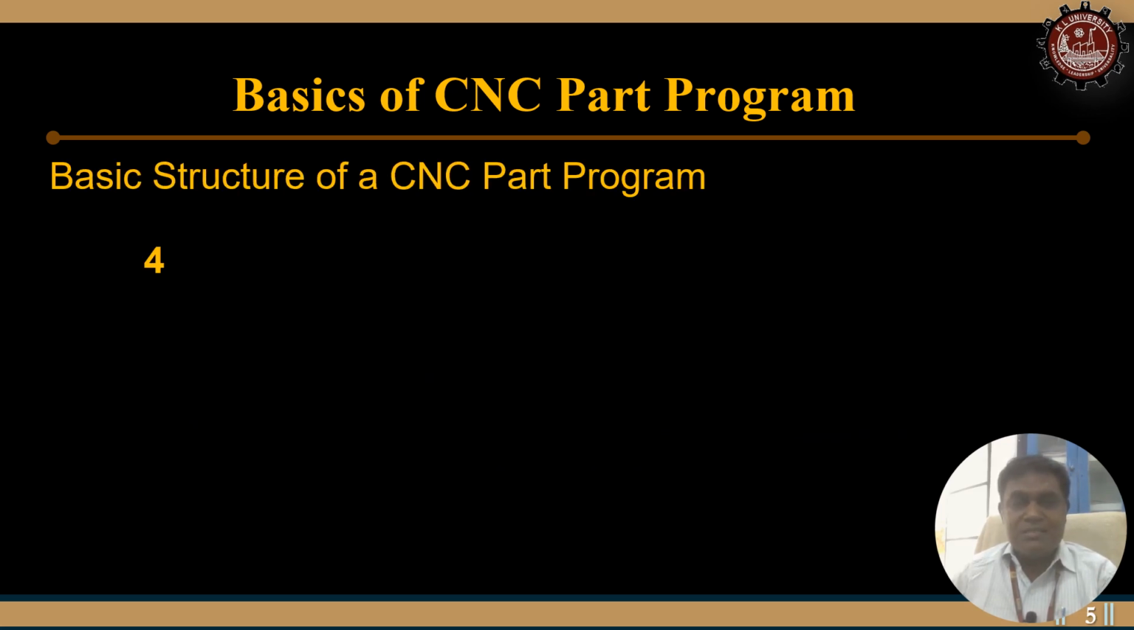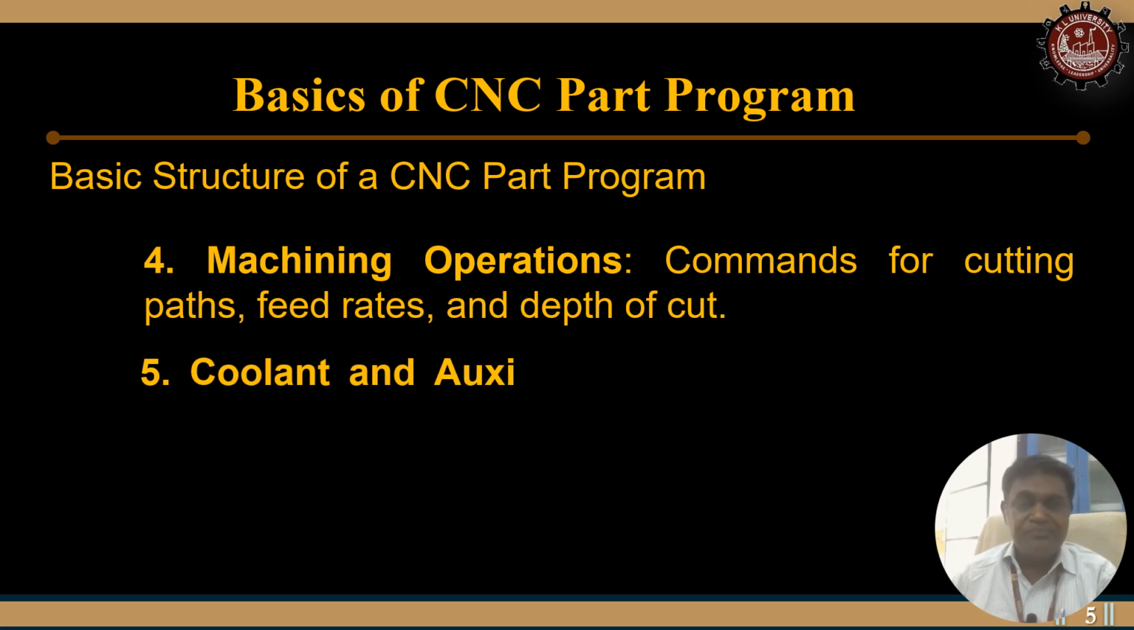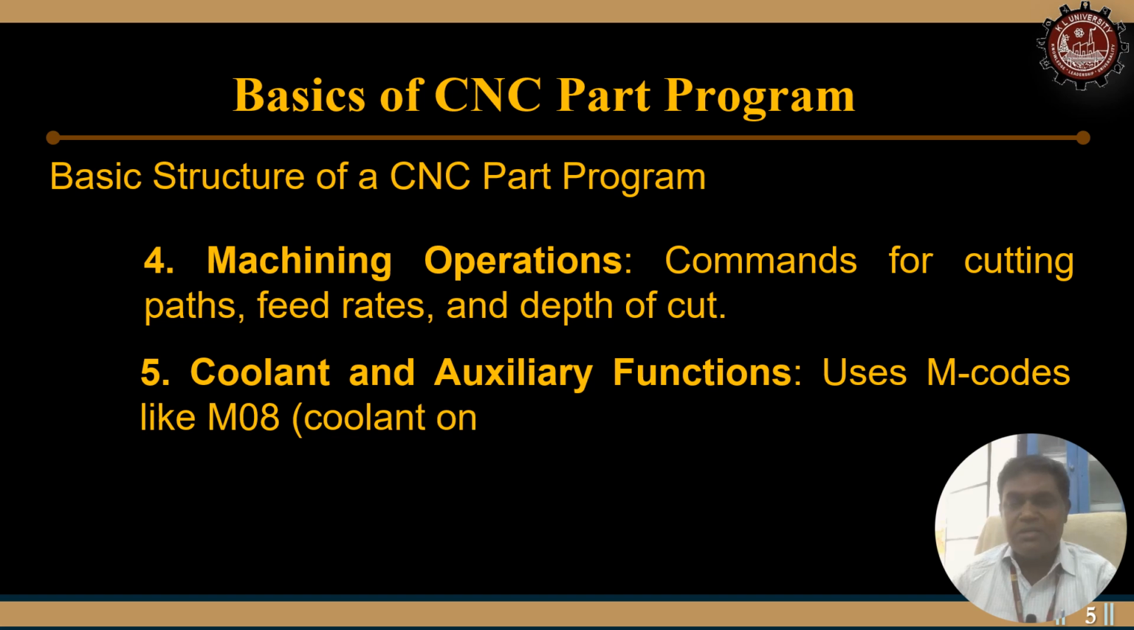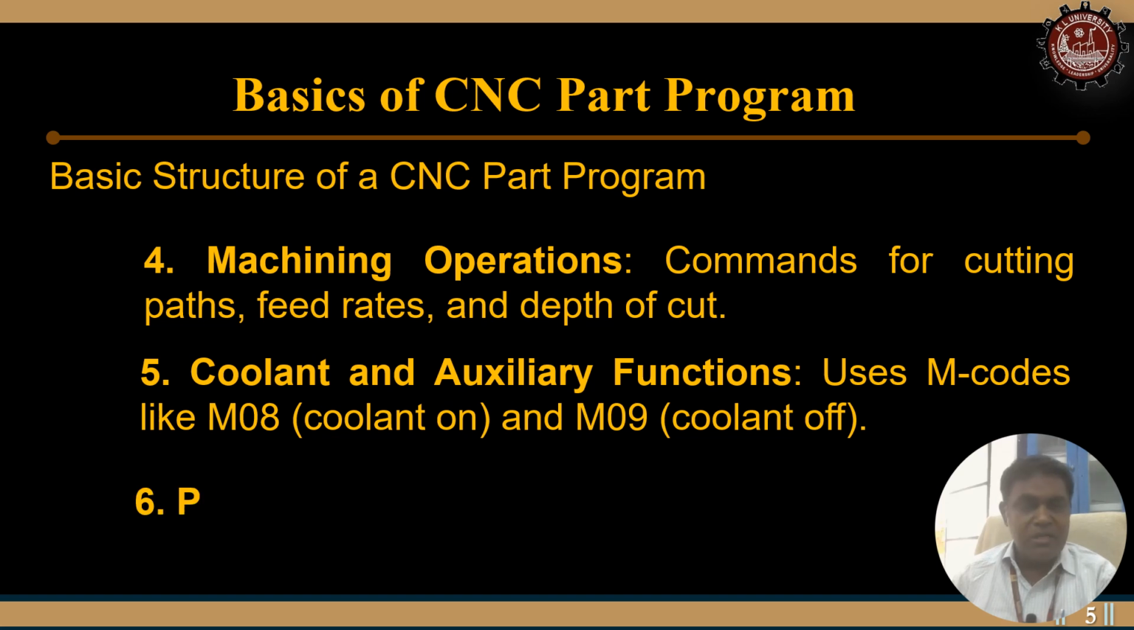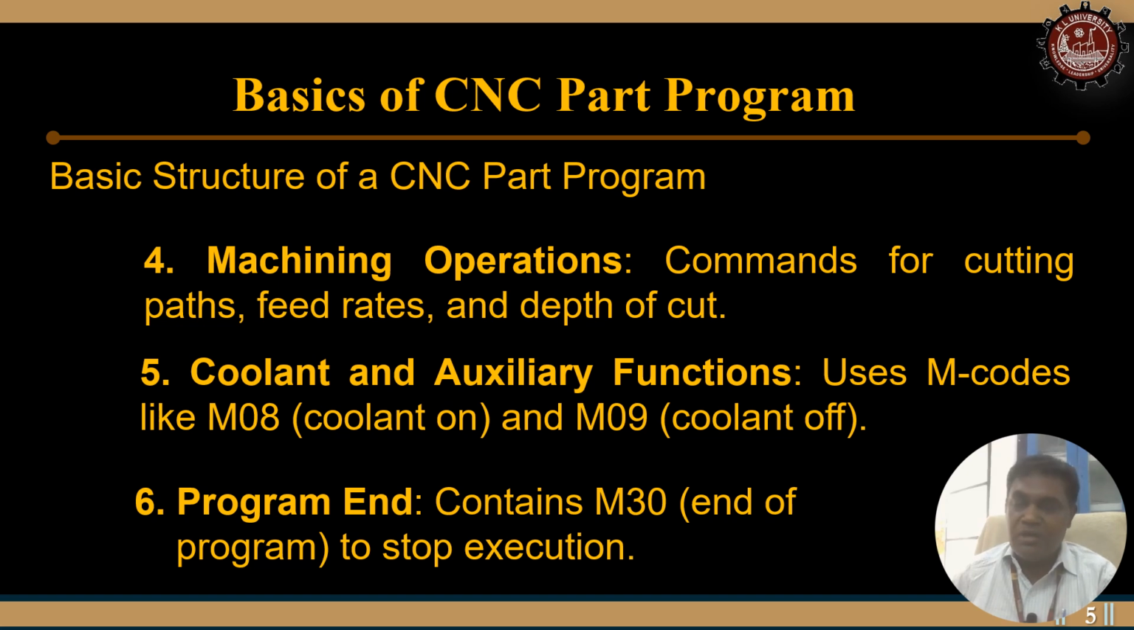The basic structure of a CNC part program continues. Machining operations. What are the commands for cutting parts, feed rates, and depth of cut that we need to mention? And coolant and auxiliary functions also. If you want to use the coolant, then you can go for the miscellaneous codes. That is, M08 is coolant on and M09 is coolant off. The program end contains M30, the end of the program, to stop the execution and rewind.